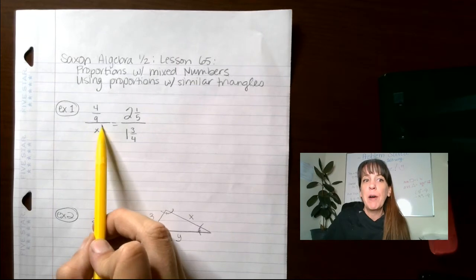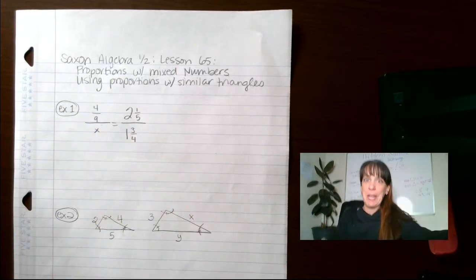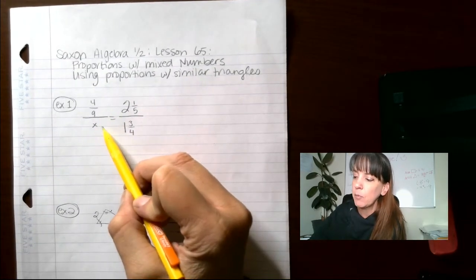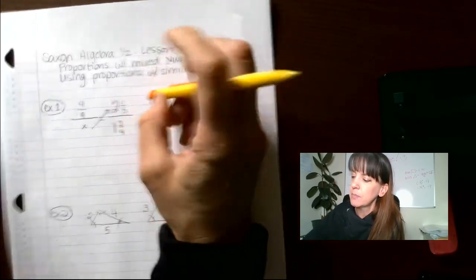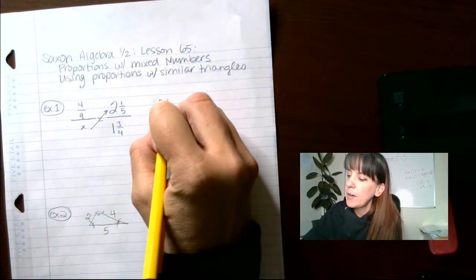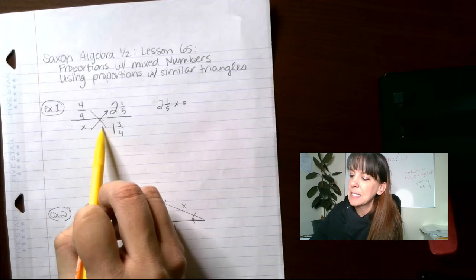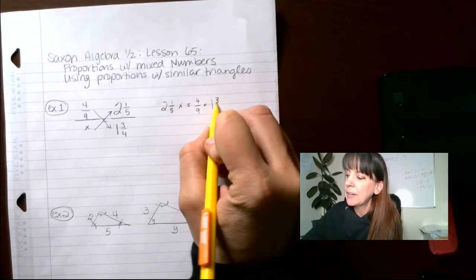So guys, when we have fraction equals fraction, that's my favorite because what we can do is cross multiply. Cross multiplying means we multiply the denominator of one by the numerator of the other. So that gives us 2 and 1/5 x equals this times this. So we get 4/9 times 1 3/4.